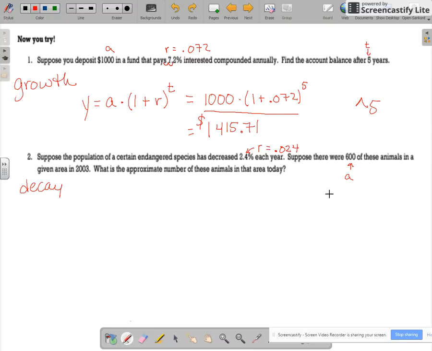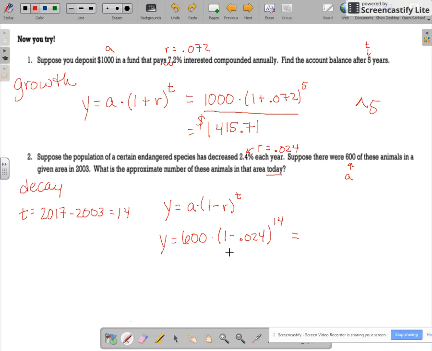And then we started in 2003, and it wants to know today. So to find our time, we're currently in the year 2017. We're going to subtract that starting year of 2003. 2017 minus 2003 is 14. So our exponential decay formula is y is equal to a times (1 minus r) to the t. Now let's plug in what we know. So y is equal to 600 times (1 minus 0.024) to the 14.